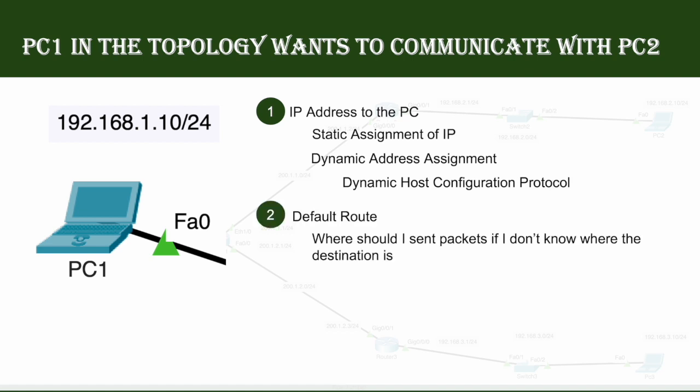Now, once that has happened, how does PC1 know that there is a router existing and it has to send that packet to Router 1 for it to send the packet out? That is where the default route concept comes into the picture. It says where I should send the packet if I don't know where the destination is. There is a concept called the routing table. This we will go deeper into in the training session only. But right now, understand that there is something called a routing table, which is like a phone book of all the IP addresses in the internet, in a very loose manner. Let's put it that way.